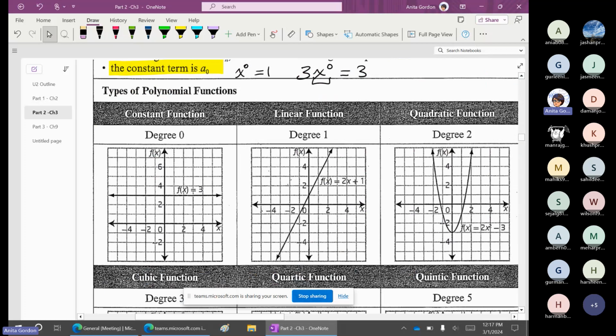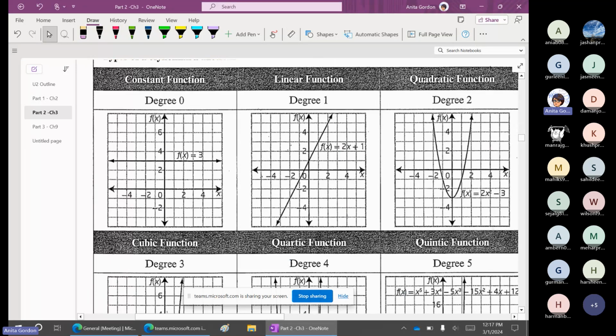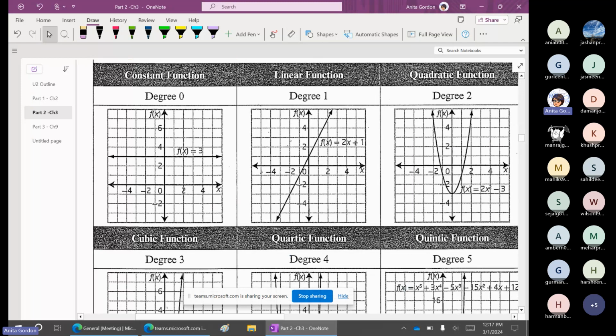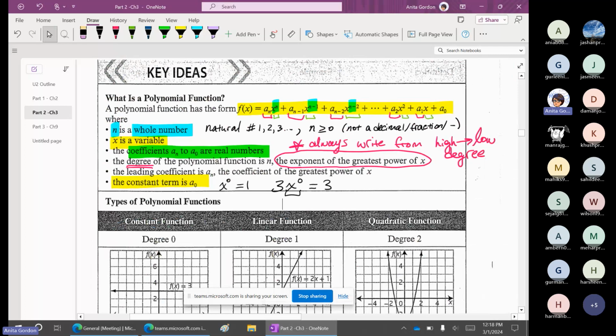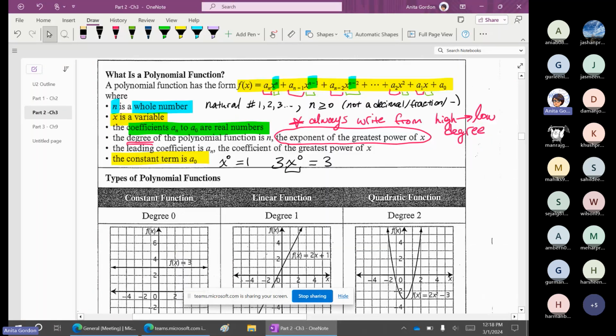Okay, so some visual demonstrations of the first 5 degrees. The first 3 you should be relatively comfortable with. The first degree that we're going to talk about is the 0 degree. This is what we call a constant function.